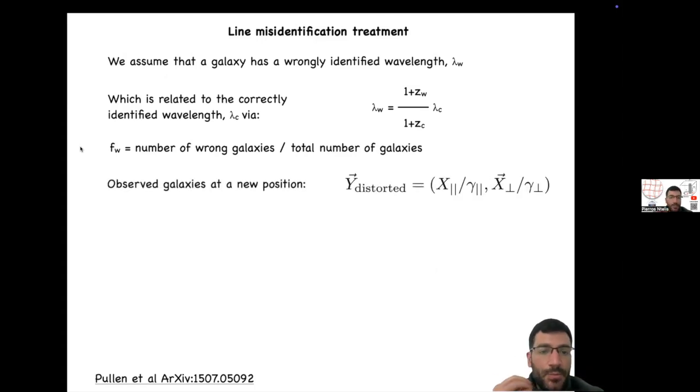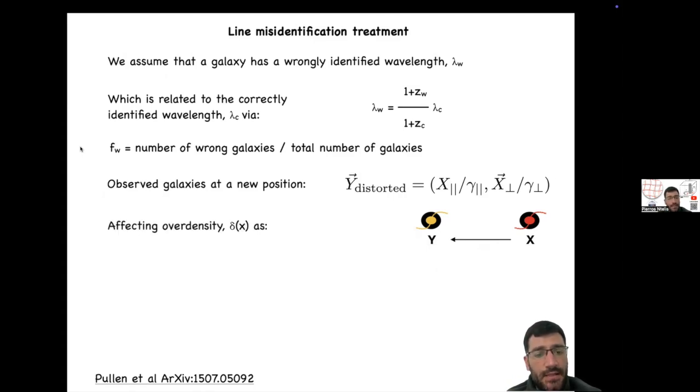And then an observed galaxy is going to be observed at a new position y, which is a distorted one according to some factors gamma of the previous position x. So a galaxy at the position x is going to be observed at the position y, which is right into the region where we would like to observe our actual targets.